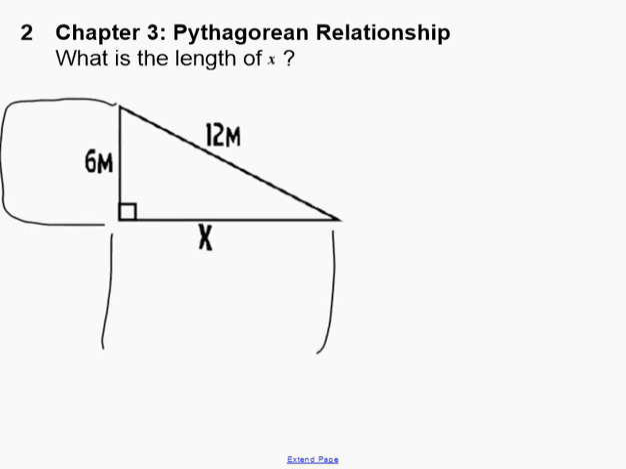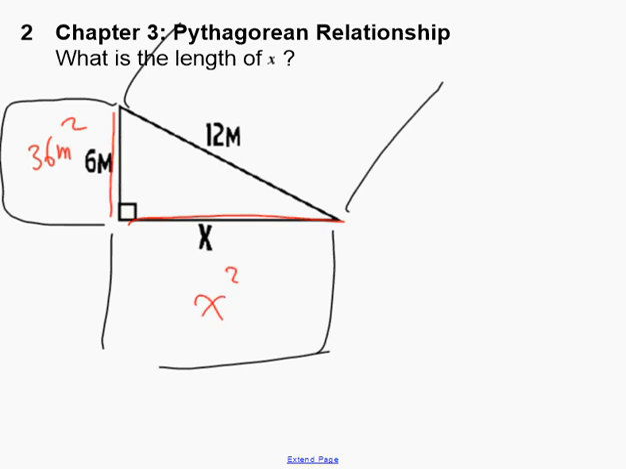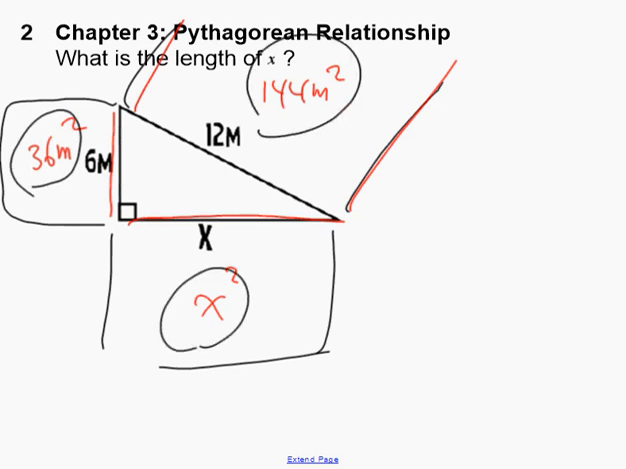So if I drew squares onto the sides of this triangle, because it's a right triangle, what Pythagoras said was the area of this square, since it's 36, its area would be 36 squared, plus the area of this square, since it's x, is going to be x squared, equals the area of the square attached to the hypotenuse, which is 144 meters squared. So this area plus this area equals this area. Where 36 plus what equals 144.